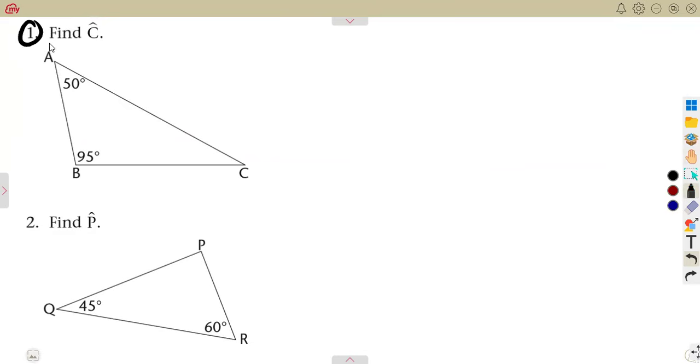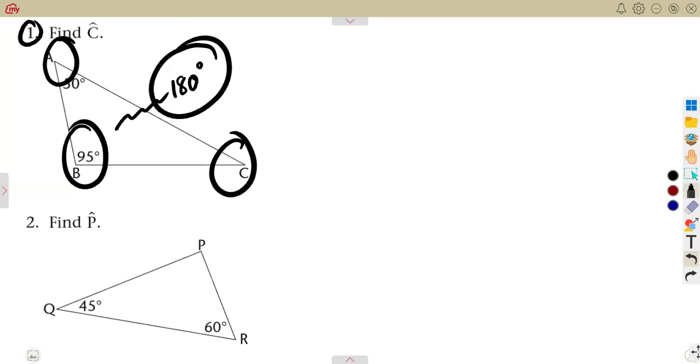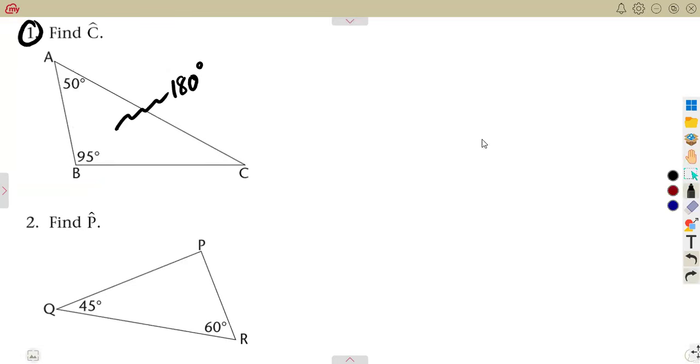Question number 1, find angle C. So this is our angle C. As you can see, we've got angle A and angle B. We have got two angles. So what is it that we can consider? The angles inside a triangle, remember I said, add up to 180 degrees. All three angles, angle A plus angle B plus angle C, must add up to 180 degrees. So if we add the 50 degrees at angle A plus the 95 degrees at angle B, plus the angle C that we are supposed to calculate, we must have 180 degrees.